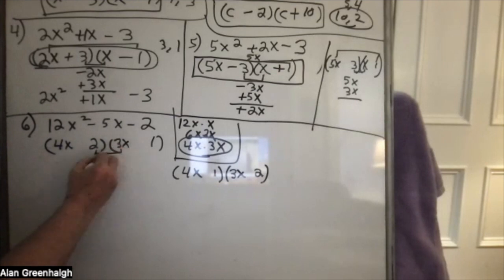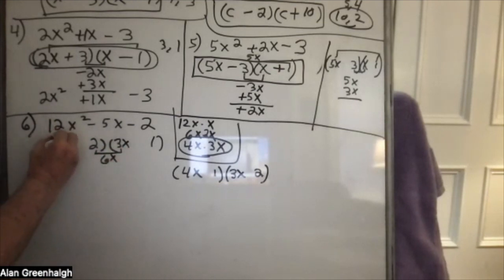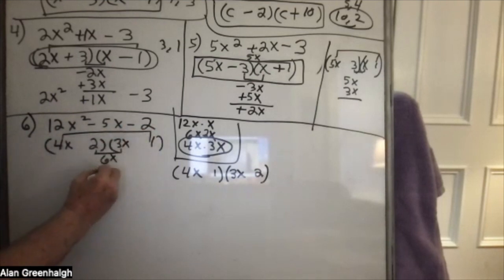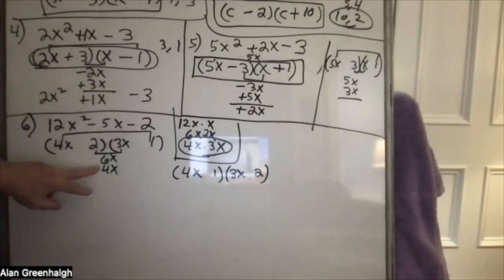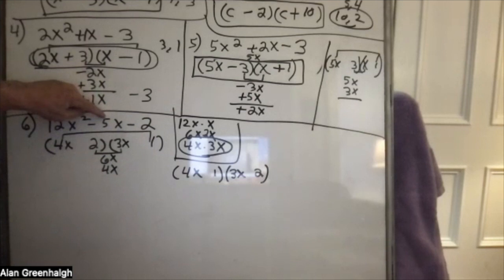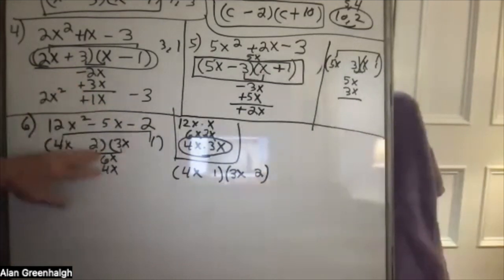This will give you 6x. This will give you 4x. Well, that's not going to give you 5. No way, right? That's not going to work. See what I'm saying? The 4 times the 1 would give you 4x. The 2 times the 3 would give you 6x. There's no combination here that would give you a 5. So that's not going to work.